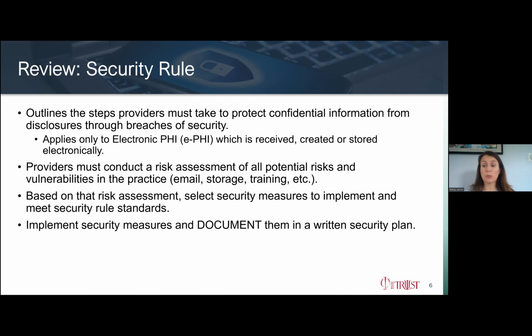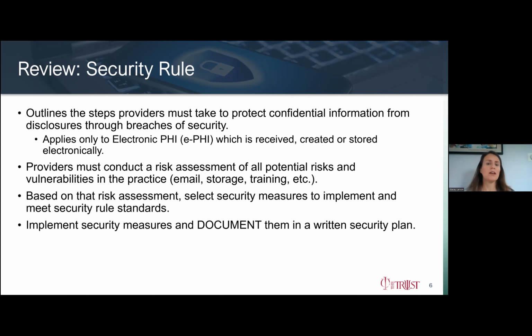It's designed to be flexible and scalable so that a smaller covered entity could implement policies, procedures, and technologies that are appropriate to that entity's size, the same as a hospital may want to entertain opportunities or policies that are a little bit more broad reaching because they have a larger patient base, more money, et cetera.